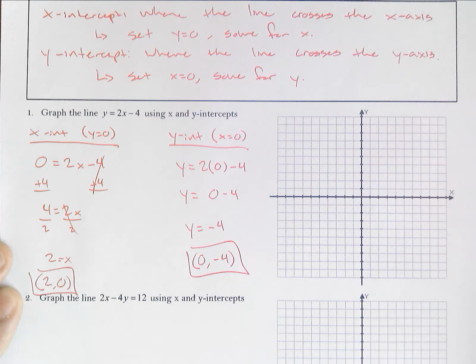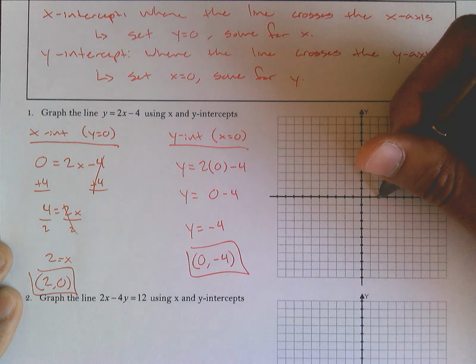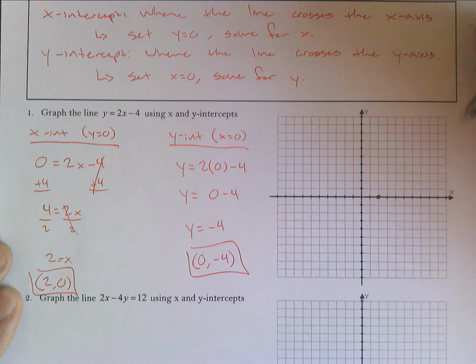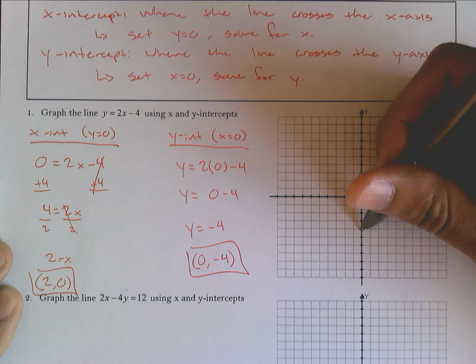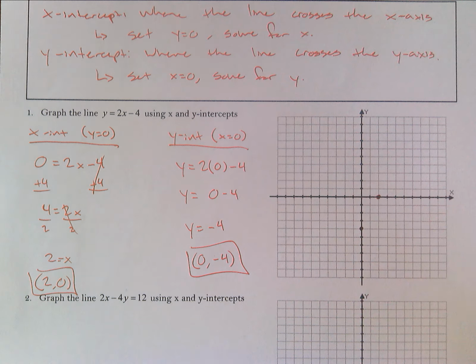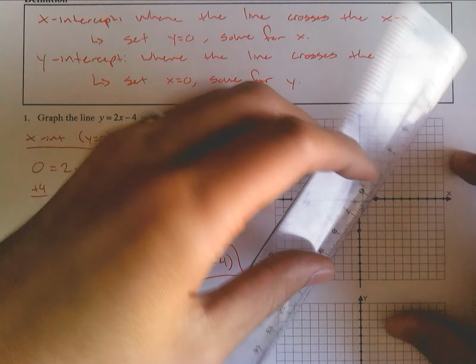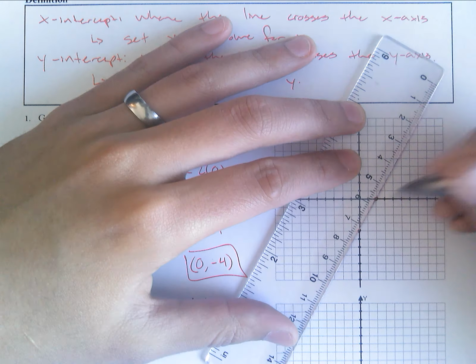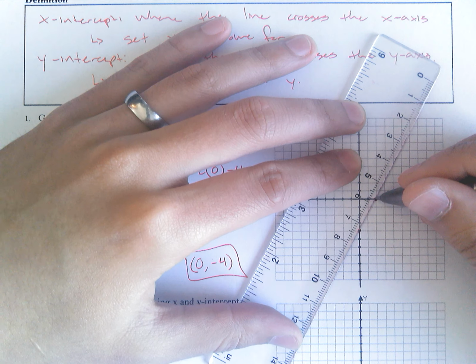So using these 2 points, our x-intercept and our y-intercept, we can graph the line. Our x-intercept, (2, 0), means we go right 2 from the origin. Our y-intercept is negative 4, so we're going to go down 4 from the origin. Use a straight edge, a ruler, ID, anything like that, and we graph the line.